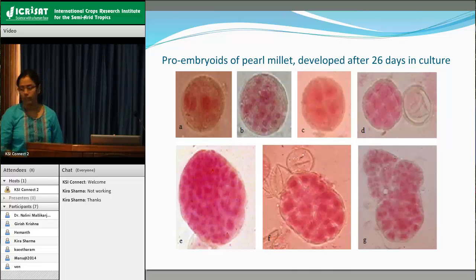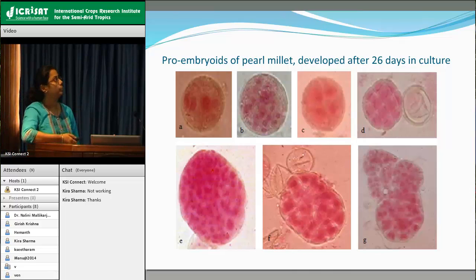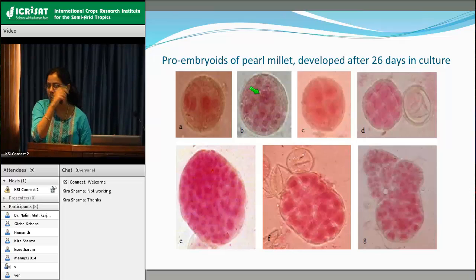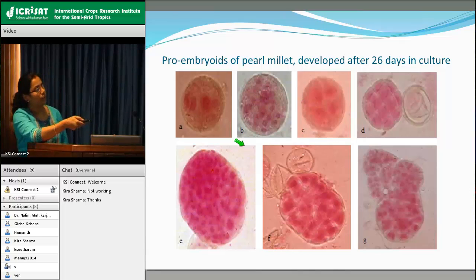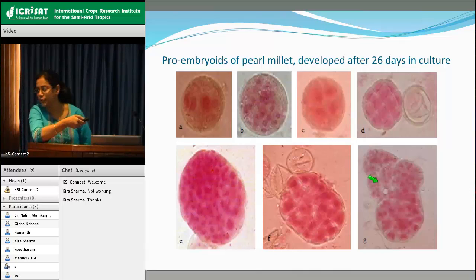So these are the photographs of my multicellular microspores. This is the multinucleate microspore. Actually, pearl millet doesn't usually give multinucleate microspores. It is usually multicellular. After 15 days, we would observe many multicellular microspores more than multinucleate. You can even see the cellularization here in the multicellular microspore, and this is a proembryoid which I got after 20 days in culture, 15 days in 8% sucrose, and another 10 to 15 days in 8% sucrose with maltose. So we've got proembryoids.